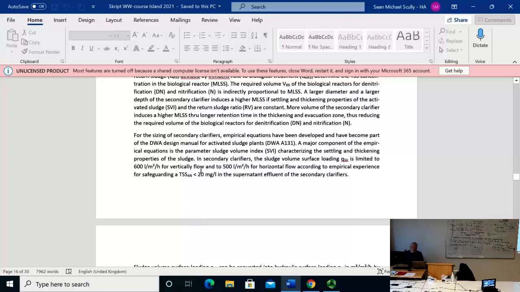clarifiers, just if you have maybe not more than 10 meters of diameter, which is about 175 square meters, but normally you build them up to 40 meters of diameter, and all those with more than 60 meters have a purely horizontal flow, because it has to do with the depth.